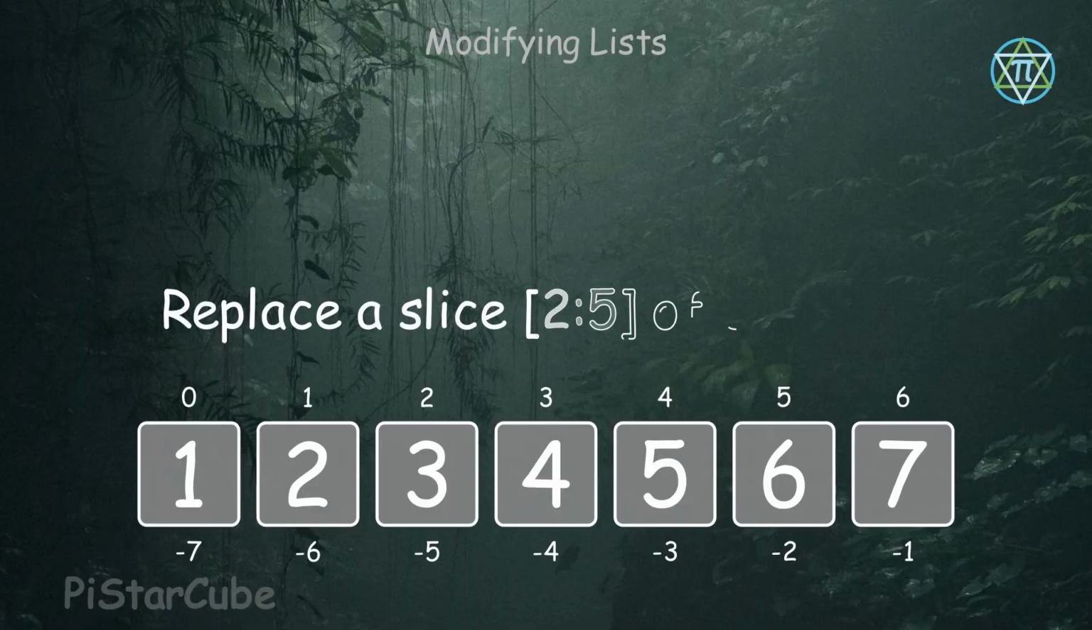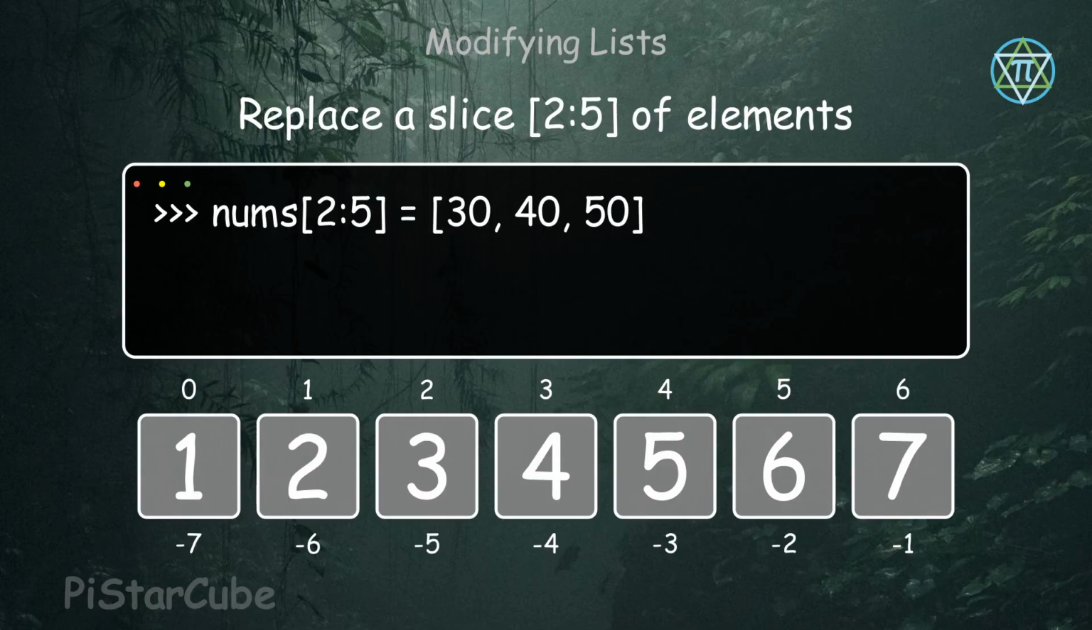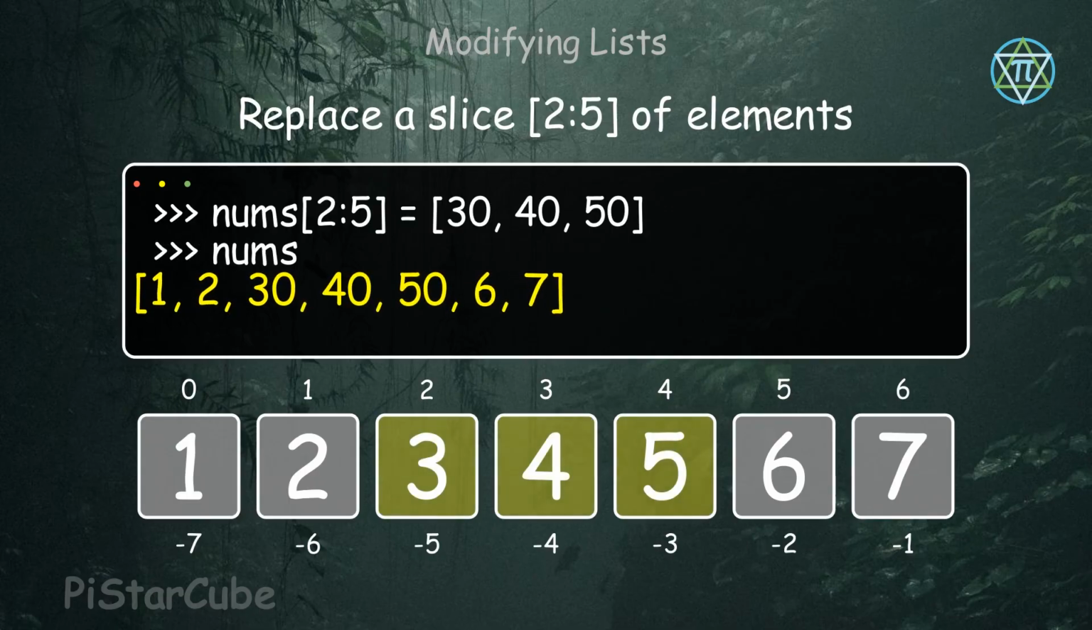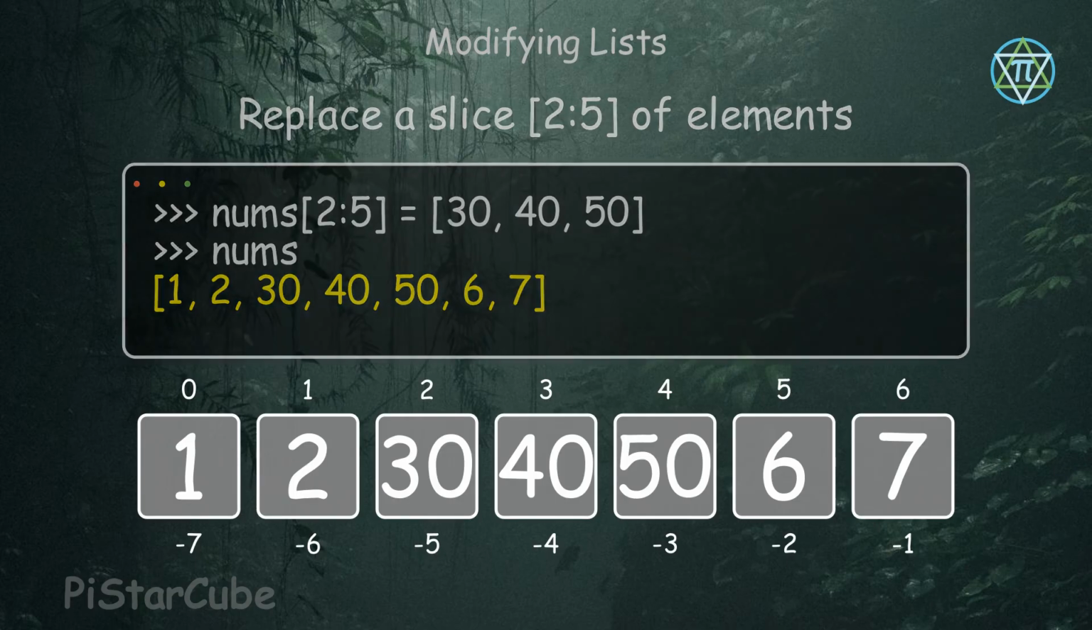Next, let's see how to replace a slice of elements in a list. Here, nums[2:5] = 30, 40, 50 replaces the elements at index 2, 3 and 4. 3, 4, 5 are replaced with 30, 40, 50. This shows how slicing can modify multiple items at once.